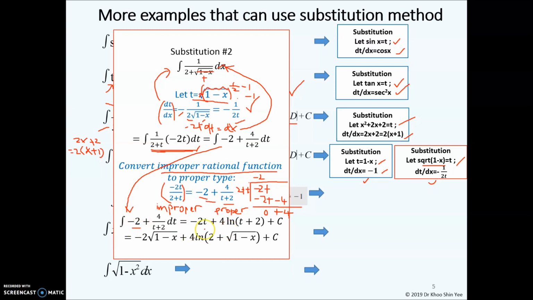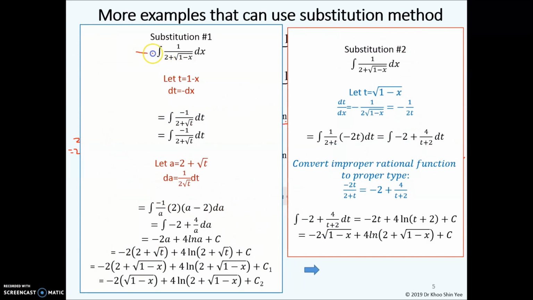You integrate negative 2, you get negative 2t. Integrate 1 over t plus 2, you get ln t plus 2. And the 4 constant, you remain, plus a constant. So this is your answer. And don't forget to back substitution. So let the t substitute inside, and then you should get this answer.